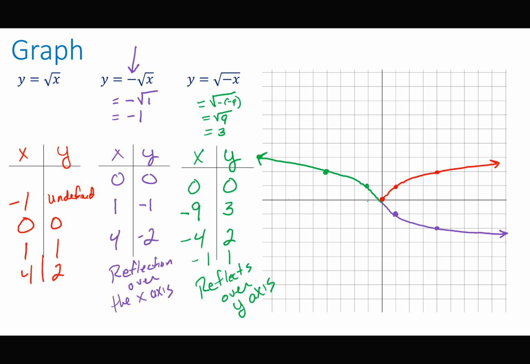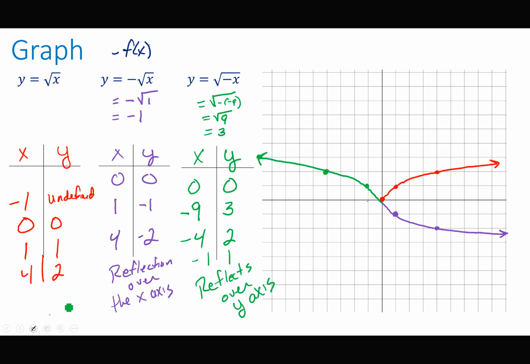Okay, so this green and this purple are reflections from this initial red line, but it just depends. Is it a negative of the function? So this one we could also write as a negative of f of x.